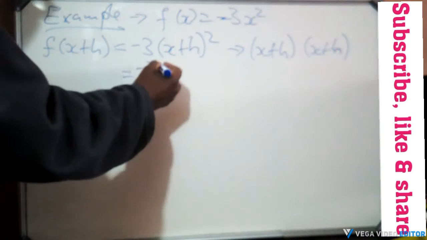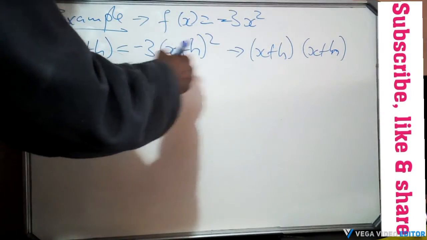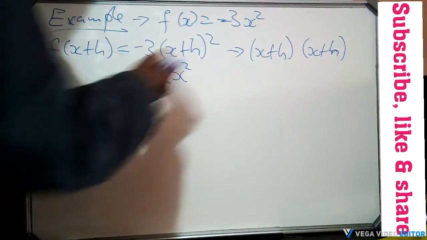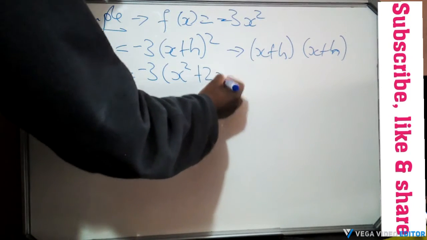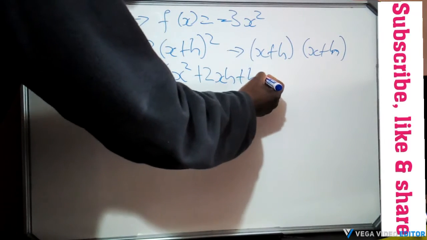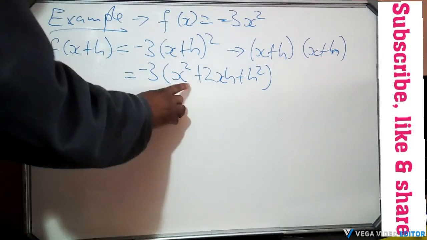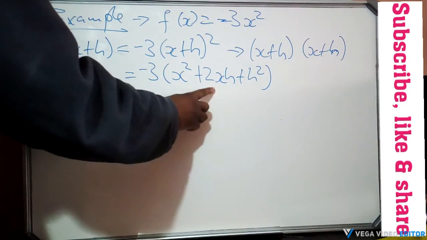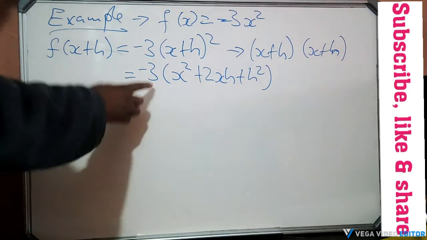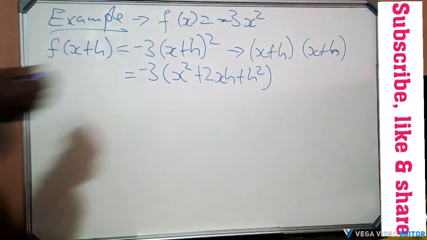minus 3, open bracket, x times x is x squared. All right, x times h is xh plus another xh. This will give us plus 2xh. All right, and then plus h times h, which is h squared. All right, so x plus h squared is the same as x squared plus 2xh plus h squared. And then we multiply it by this -3. As you can see, -3 multiplies everything in that bracket.